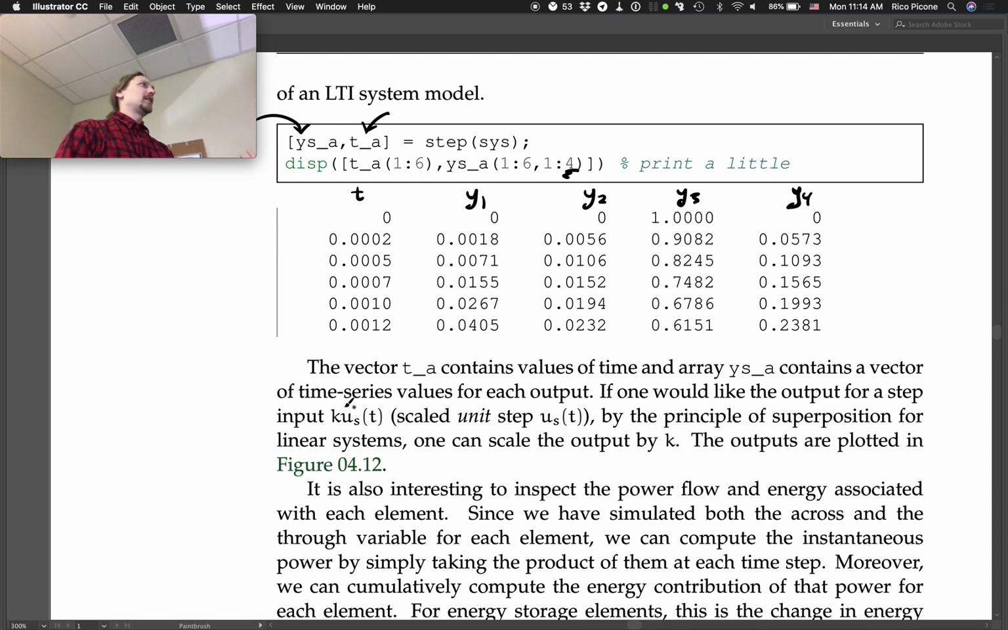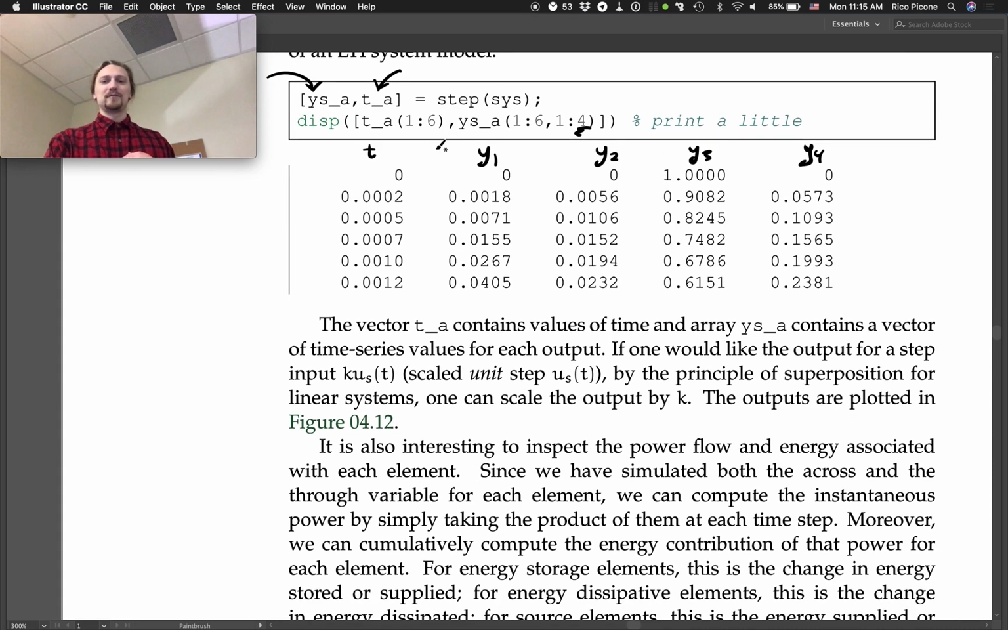generally one can say for a linear time invariant system, if you scale the input by k, you can scale the output by k, and that will be a correct answer. If it's a nonlinear system, it doesn't apply. But for linear systems, the ones that we're working with for the most part in this class, if you scale the input by k, you scale the output by k. So that's something we can do here. The step function only does a unit step input. So if you want to know what the output is for 8 volts input, you're going to want to multiply the result by 8.